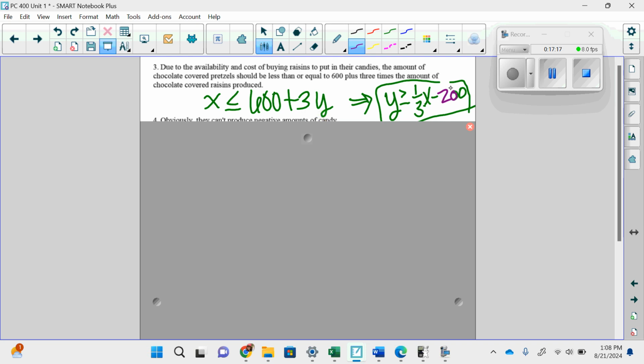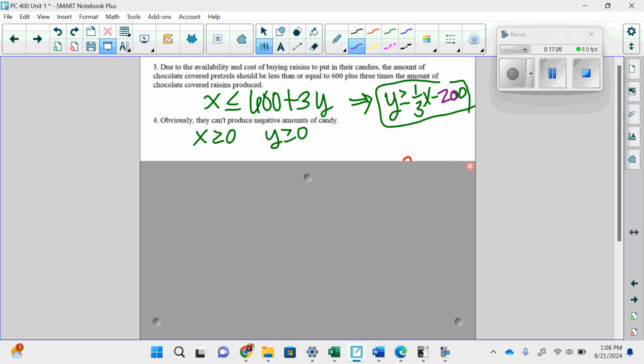All right. And one more constraint that was not given to us, and it's just the common sense constraint. You can't have a negative amount of candy, so x has to be greater than or equal to 0, and y has to be greater than or equal to 0. All right, so let's put all this together.